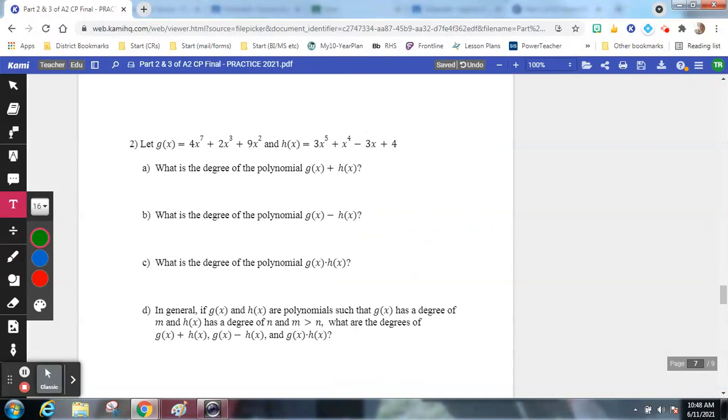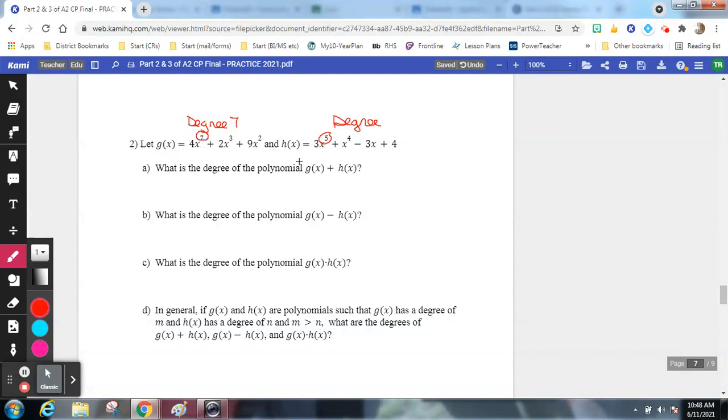Second question. So second question is all about adding, subtracting, and multiplying polynomials. Now you can physically go through and multiply all this. However, there is a much easier way of doing that for your degrees. So remember, the degree is the highest exponent. So in both these cases, I know that this one's a degree 7, and I know this one's a degree of 5.